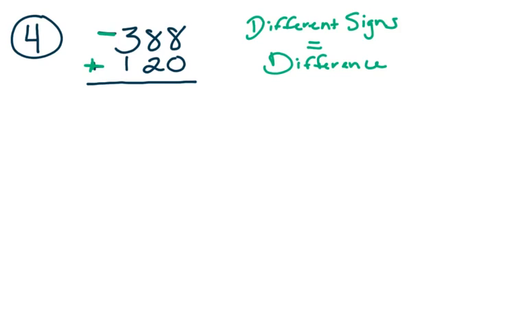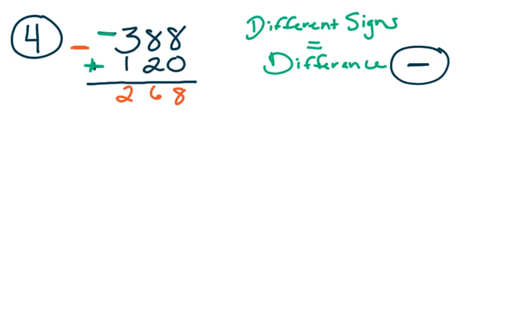So difference means we're doing subtraction. Ignore the fact that they have a minus and a plus, and since they're different signs, find the difference. So let's just pretend this is a regular old subtraction problem. 8 minus 0 is 8, 8 minus 2 is 6, 3 minus 1 is 2.